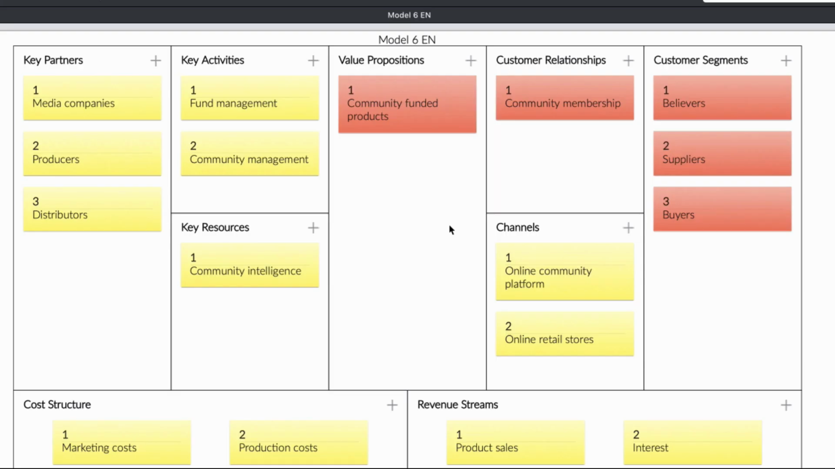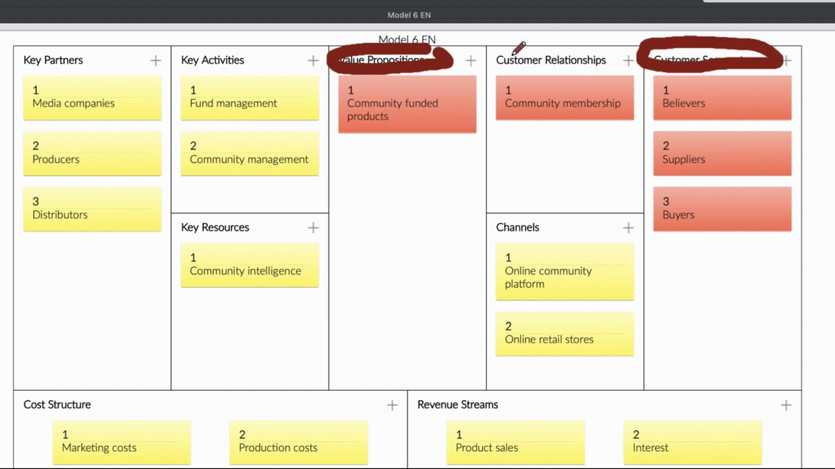Today we're going to talk about business model number 6. This is an interesting business model. First, we're going to discuss how you can read a business model. When you're reading a business model, it's important to read the value proposition first. What is that? Who's going to be your clients? And if you're working together, who's going to be your key partner?